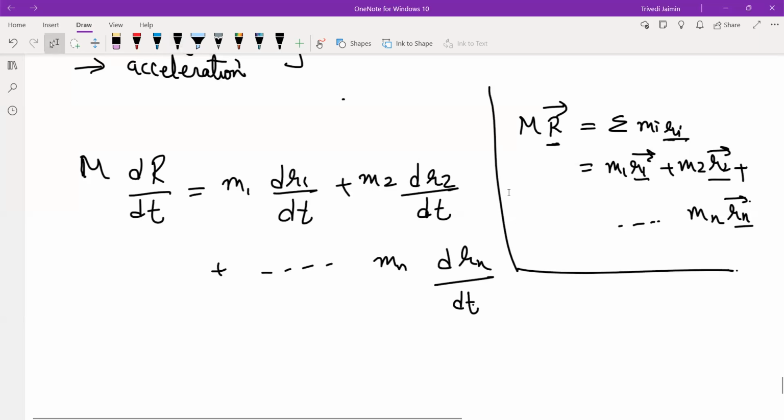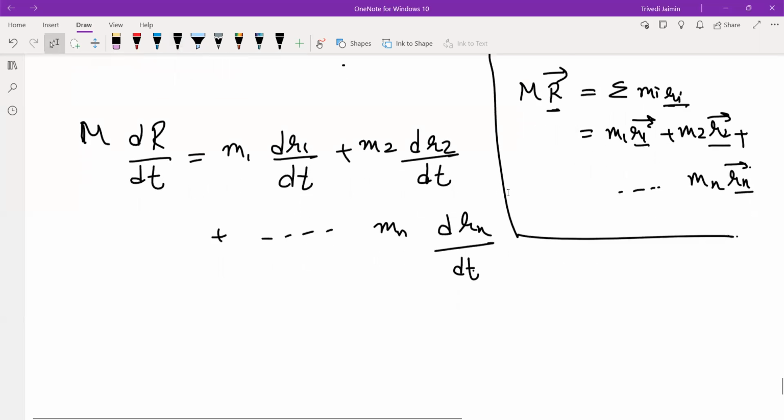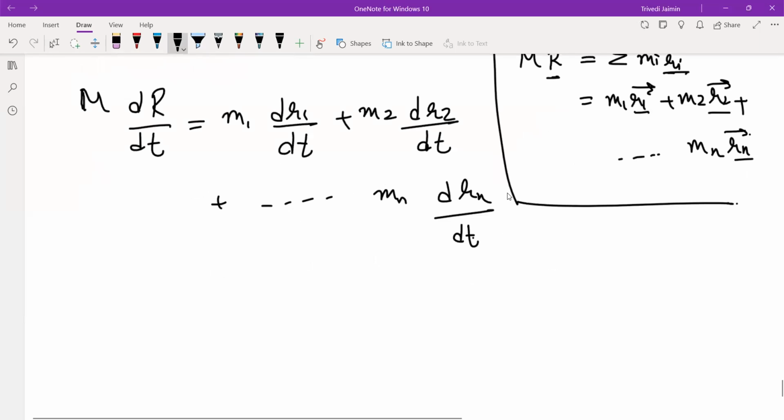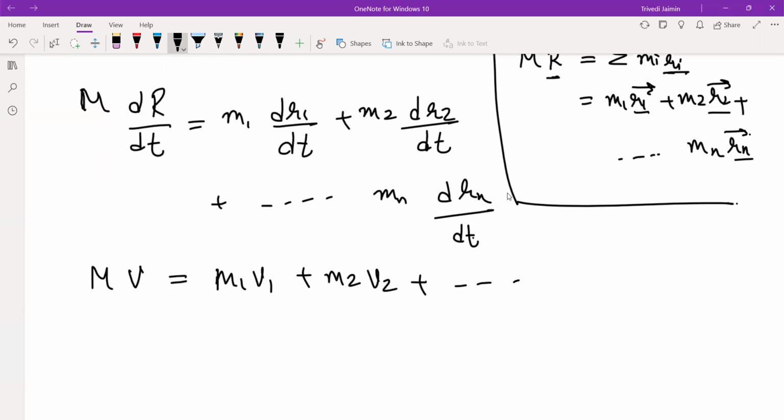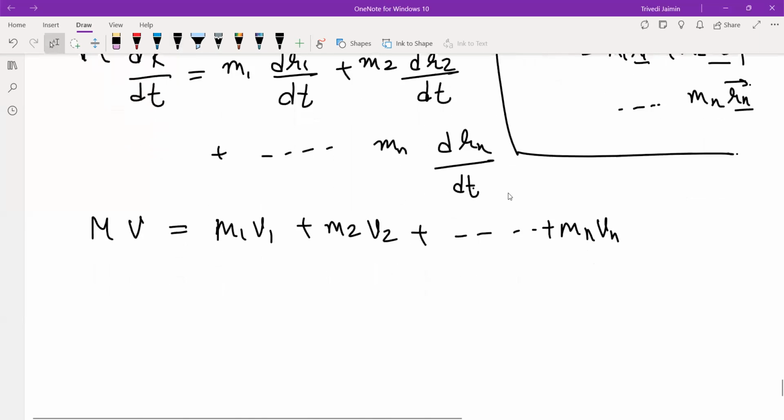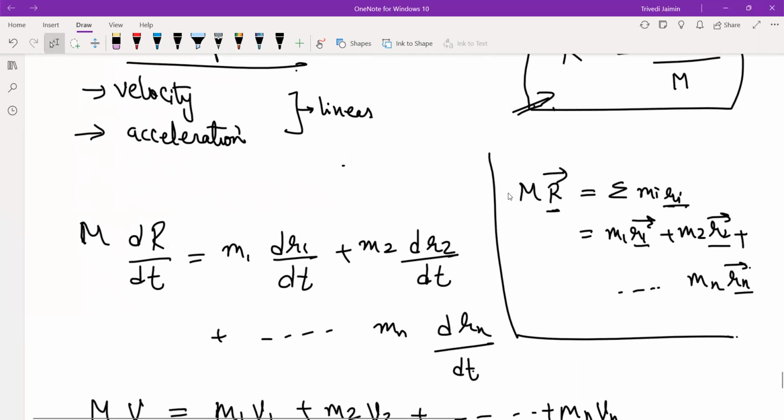So dr by dt is velocity, so M v equals m1 v1 plus m2 v2 plus and so on till mn vn. So let's go back to the summation form. We started here, let's go back there.